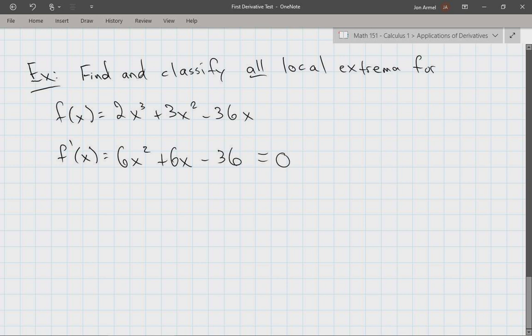Okay, so this is finding the critical points. That is step 1 of my algorithm. Before I can classify anything, I need to know which points I actually have to classify. So find the critical points first. And let's see. I guess I'm going to factor out a 6. That seems like a good thing to do.